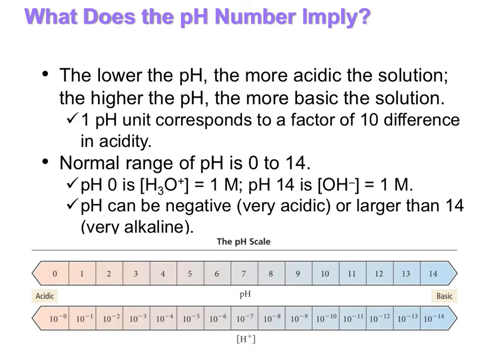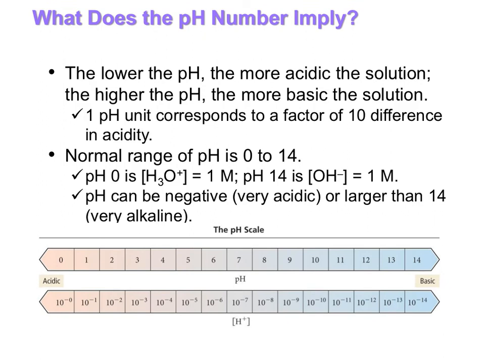Finally, just to connect again the pH to the hydronium concentration. Here it says proton concentration, but it's the same thing, hydronium concentration. It's interchangeable. So we know that the pH basically brings down whatever value you have on the exponent, and it makes it into an easy number to look at. So the lower the pH, the more acidic the solution.